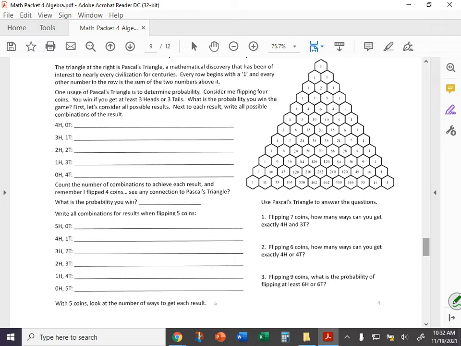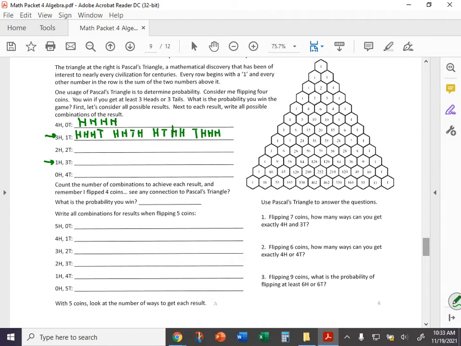First, let's consider all possible results. So for 4 heads and no tails, it's pretty much just heads, heads, heads, heads. That's the only possible outcome of that. To get 3 heads and 1 tail, which remember is a winner for us, I'll put arrows next to the ones that make you a winner, 3 heads or 3 tails. You can get 3 heads and 1 tail a couple different ways. You can get 3 heads and a tail. You can get 2 heads, a tail, and then a third heads. You can get a heads, a tail, and then 2 heads. Or your tail can come first, and then you can get 3 heads.